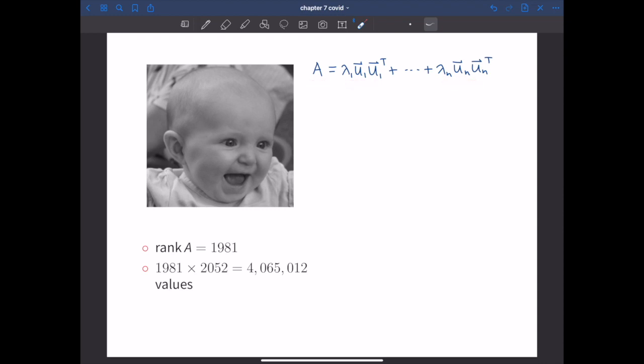Now, this spectral decomposition only works for square symmetric matrices. If you look at the image we have right here, first of all, it's not square. It's a rectangular array. And second of all, it certainly doesn't look like it's going to be a symmetric matrix. So we can't apply the spectral decomposition here. What we can do is something kind of similar called the singular value decomposition.